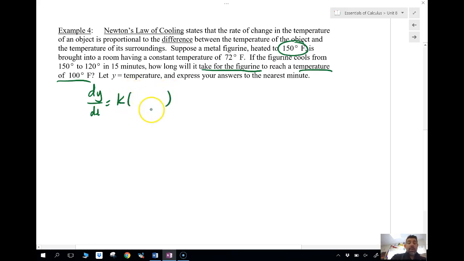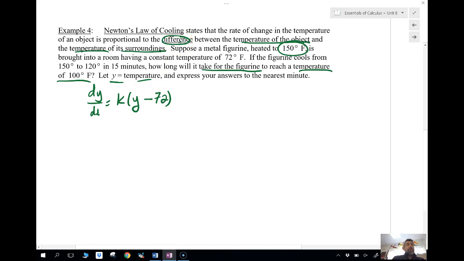times, all right, what do we need it to be times? Well, y is my temperature. So it's proportional to the difference between the temperature of the object, so that's y, minus the temperature of its surroundings. So what's the temperature of the surrounding? Well, suppose a metal figurine heated to 150 degrees Fahrenheit is brought into a room having a constant temperature of 72 degrees. So the surrounding temperature is 72. So that's what we mean by the difference.